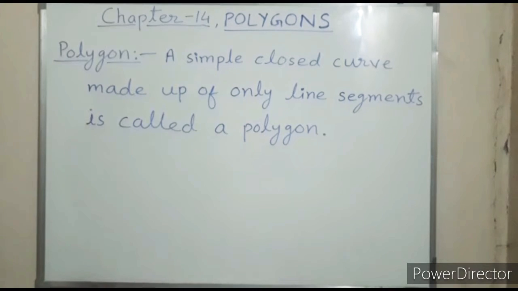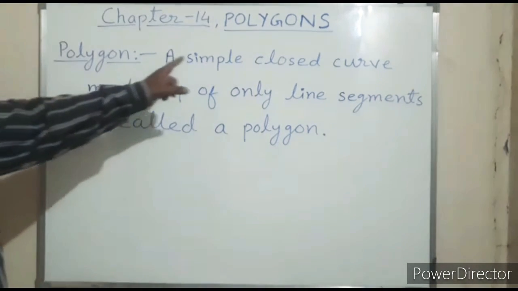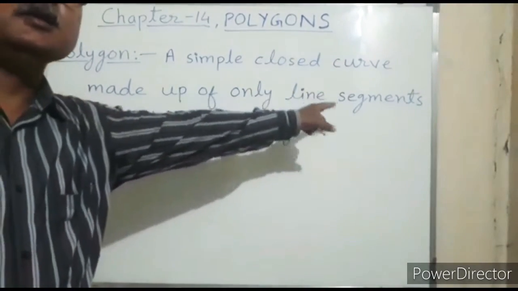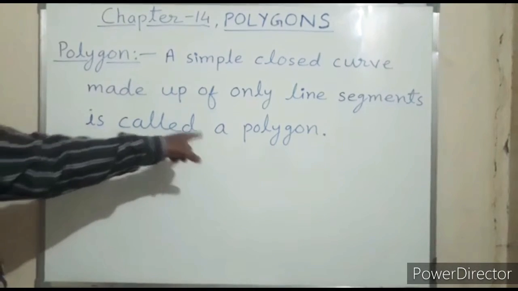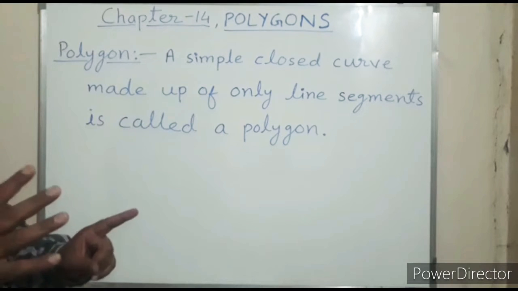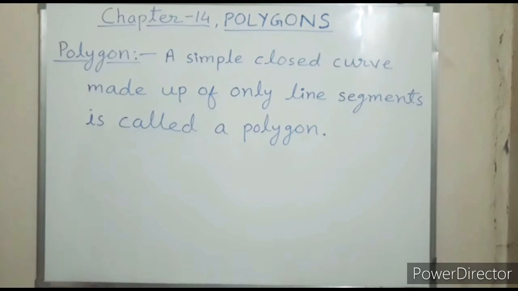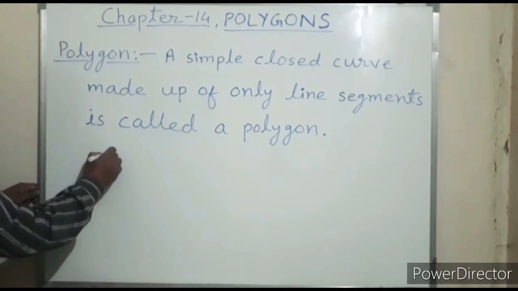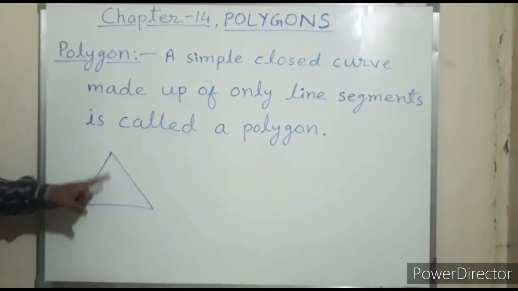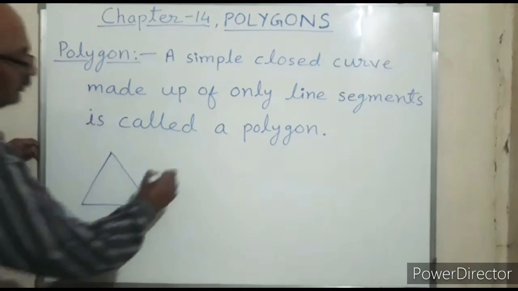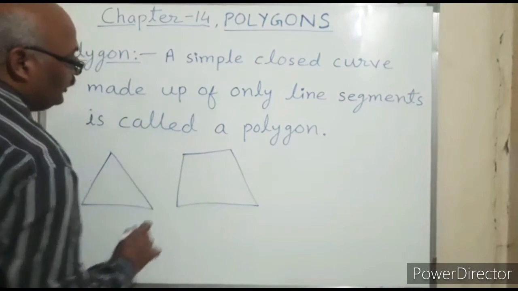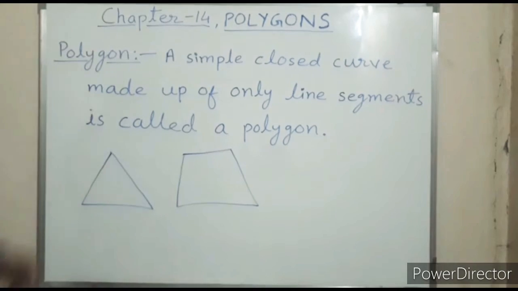Now see what is polygon. A simple closed curve made up of only line segments is called a polygon. It means any closed curve which is made up of only line segments. If I draw a triangle, for that I am using only line segments. It is closed curve made by line segments, so it is polygon. Any quadrilateral is also made up of only line segments, so it is a polygon.